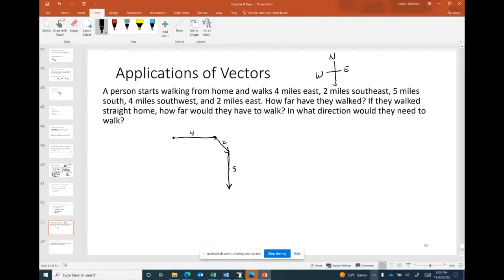Then 4 miles southwest. Probably should have made that, let me try to make it a little bit more to scale and make that one a little bit bigger. Now 4 miles, that's going to be at a 45-degree angle again, southwest, and then lastly, 2 miles east.